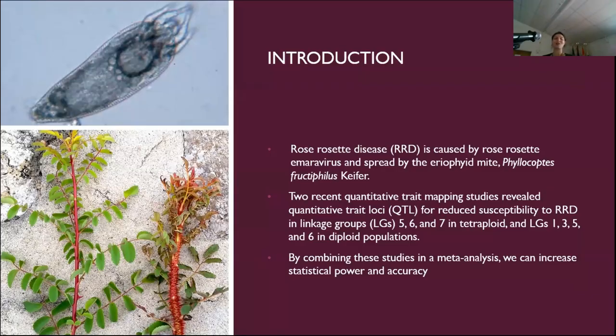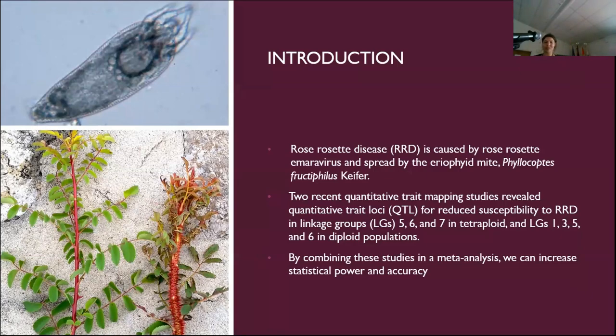But a quick overview of the two papers that I included in this meta-analysis. So I have papers from Jeekin as well as Ellen Young, a past postdoc in our lab, doing both tetraploid on the one paper and then diploids on the other. So from the tetraploid side, they had QTL on linkage group 5, 6, and 7, and then diploids 1, 3, and 5.